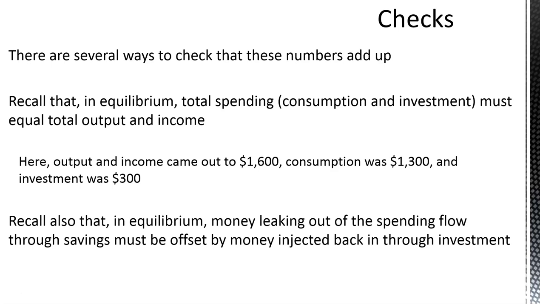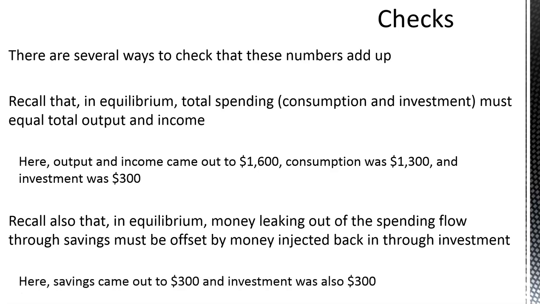Another way of checking for this is to recall that in equilibrium, again, the money leaking out of the spending flow through savings must be exactly offset by money injected back in through investment. So savings needs to be equal to investment. Here we found that savings came out to $300 and investment was also $300. So the numbers check out and the economy is in equilibrium.